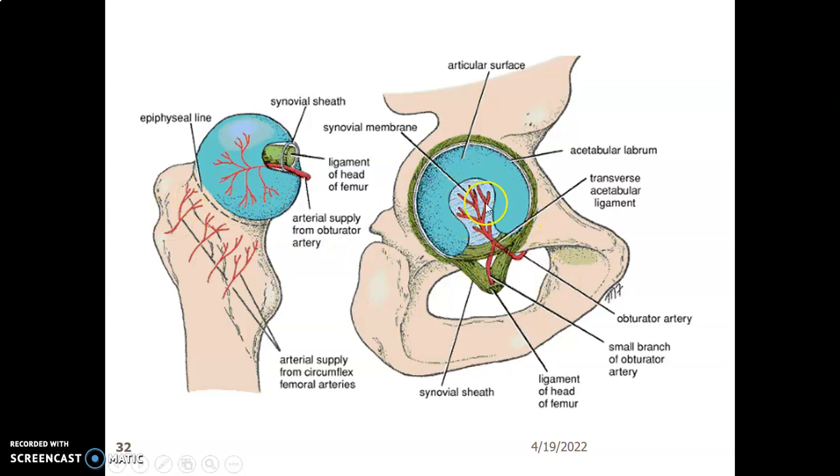Okay? And you can appreciate that you have a ligament. This is your transverse acetabular ligament here. That's your acetabulum, this articular surface. And this is your blood supply from the obturator artery through the ligamentum teres, piercing, entering the femoral head through the fovea capitis.